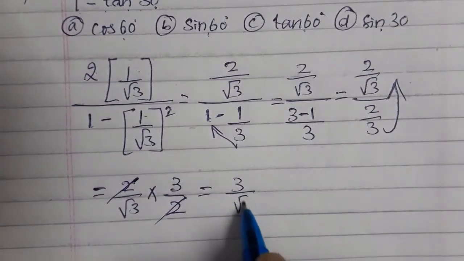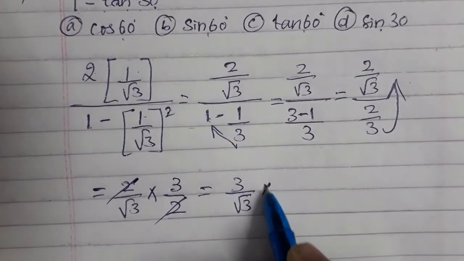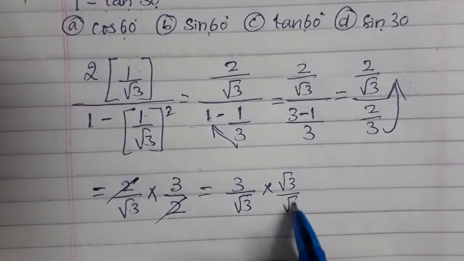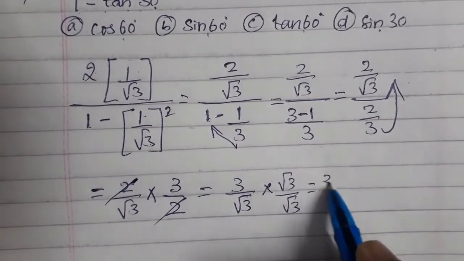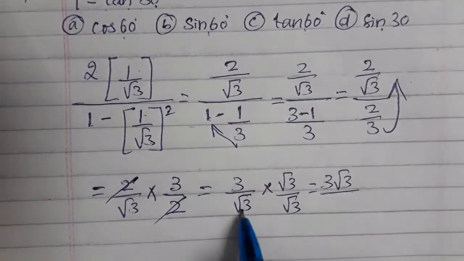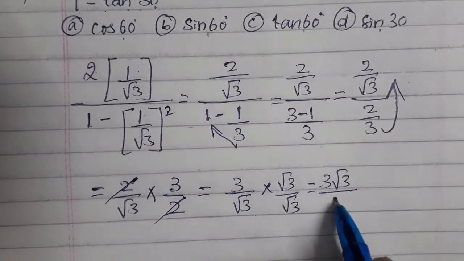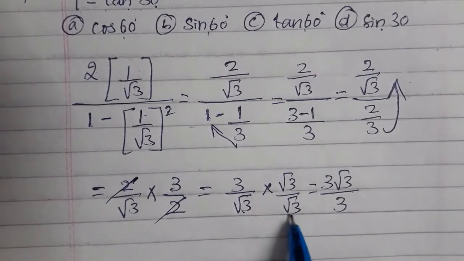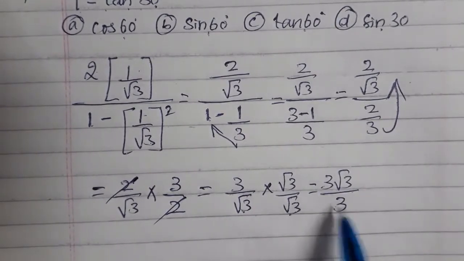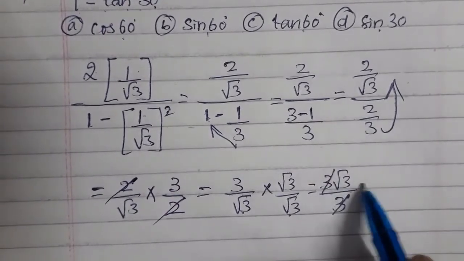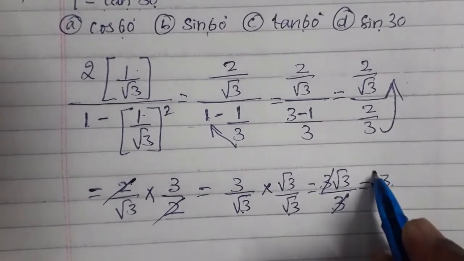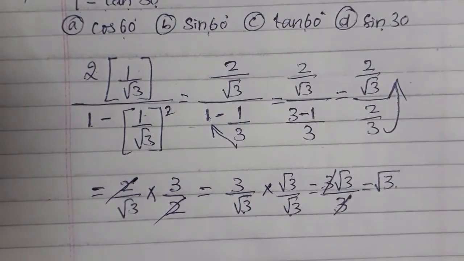3 by root 3. Rationalize the denominator. Multiply numerator and denominator by root 3. So you will get 3 root 3. Root 3 into root 3 will become root 9. Square root of 9 is 3. Therefore 3 and 3 will get cancelled. You will get root 3 is the answer.